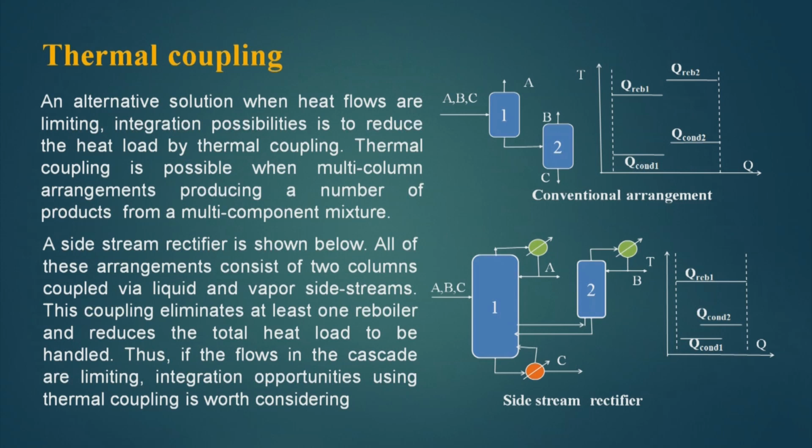All of these arrangements consist of 2 columns coupled via liquid and vapor side streams. This coupling eliminates at least one reboiler. So, here if I see, this is reboiler 1 and there are 2 condensers, condenser number 2 and condenser number 1. So, it eliminates one reboiler and reduces the total heat load to be handled. Thus, if the flows in the cascade are limiting, integration opportunities using thermal coupling are worth considering.